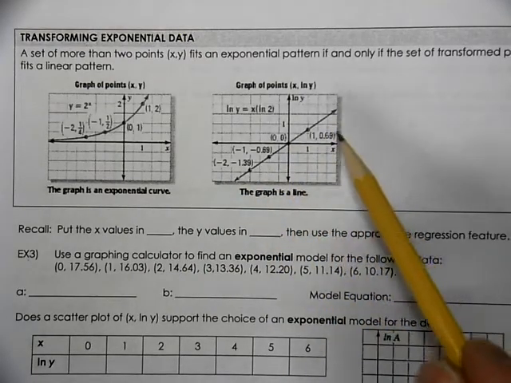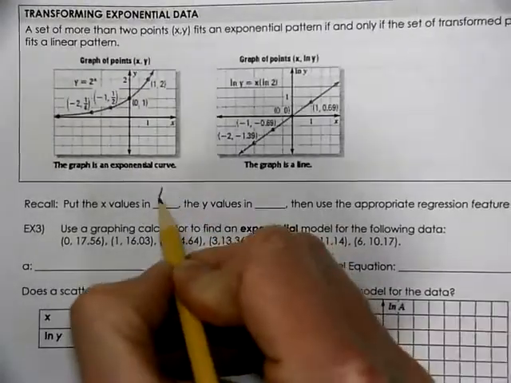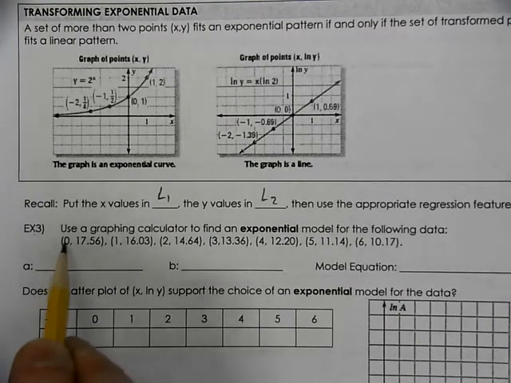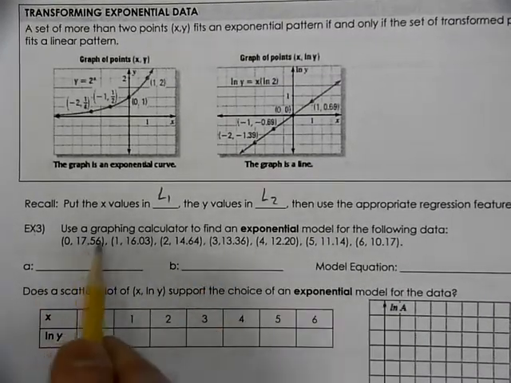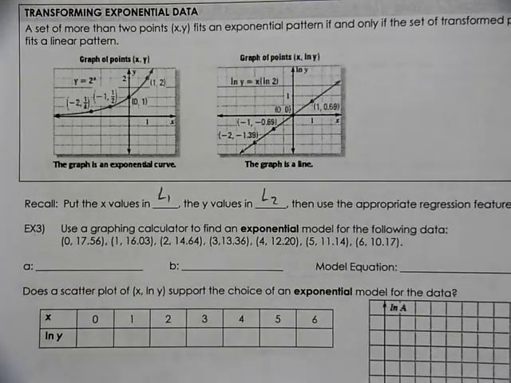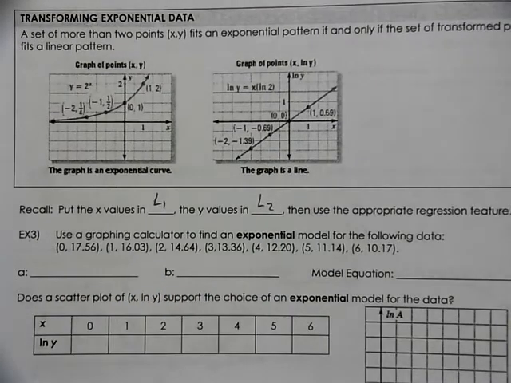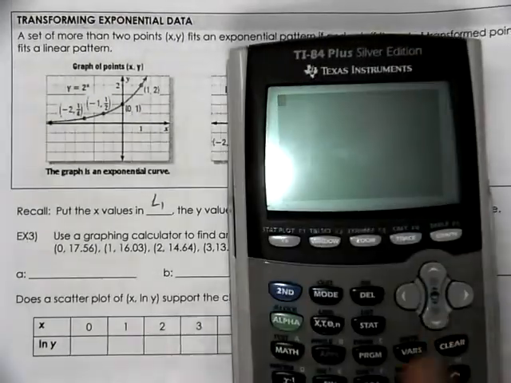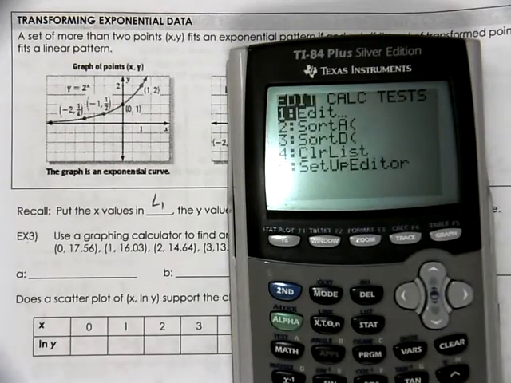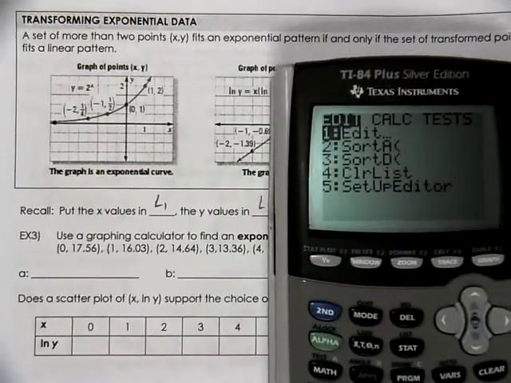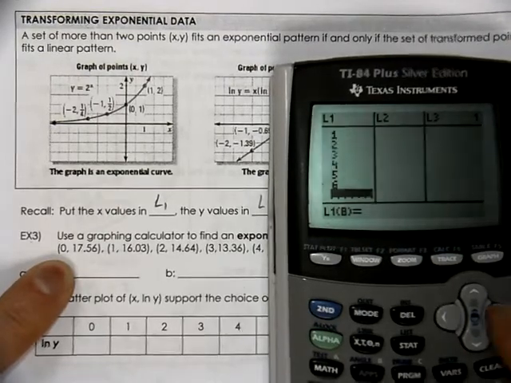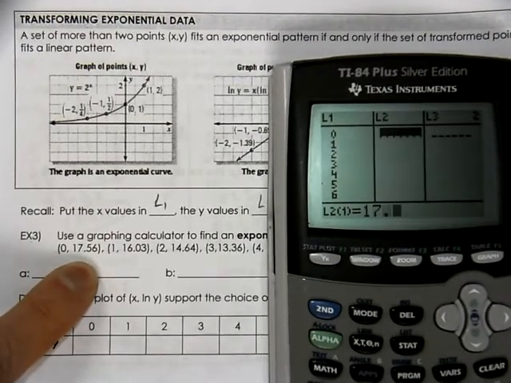So we can test that using our calculator. We're going to have L1 and L2. And then we'll plug our x's and our y's into our calculator. So with our calculator, we're going to hit the Stat button. That takes us into this menu. We hit Edit. We need to type in 0, 1, 2, 3, 4, 5, and 6 for the 7 different numbers. Then we type in our y values.